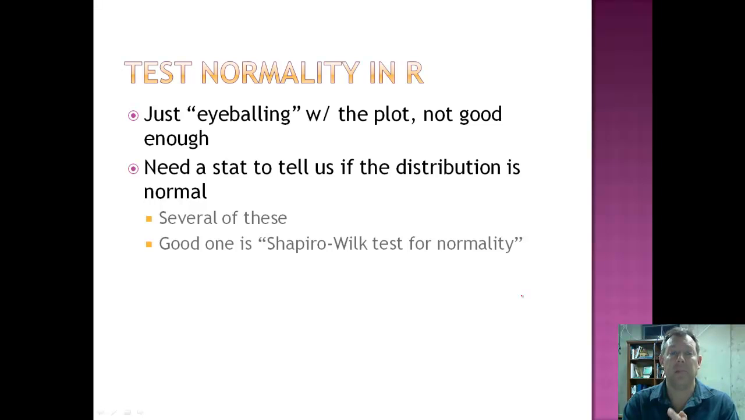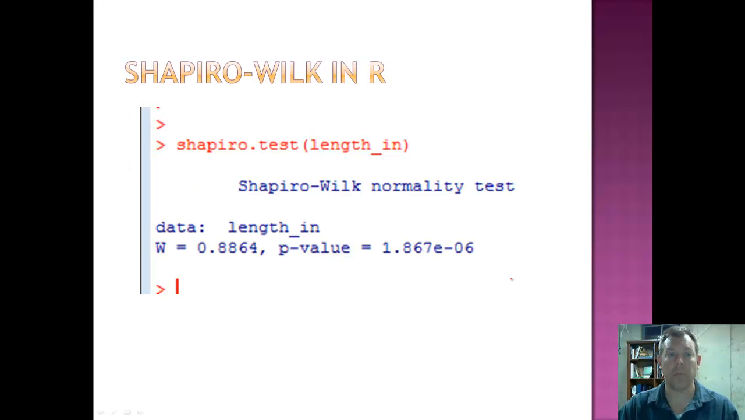And as I mentioned, there are several of these, but a good one is the Shapiro-Wilk test for normality. And that's the one that's easy to do in R. It's widely used, and that's the one we're going to use in here. And it's very simple to do in R. You just use the command shapiro.test, and of course there's the variable that you're testing.